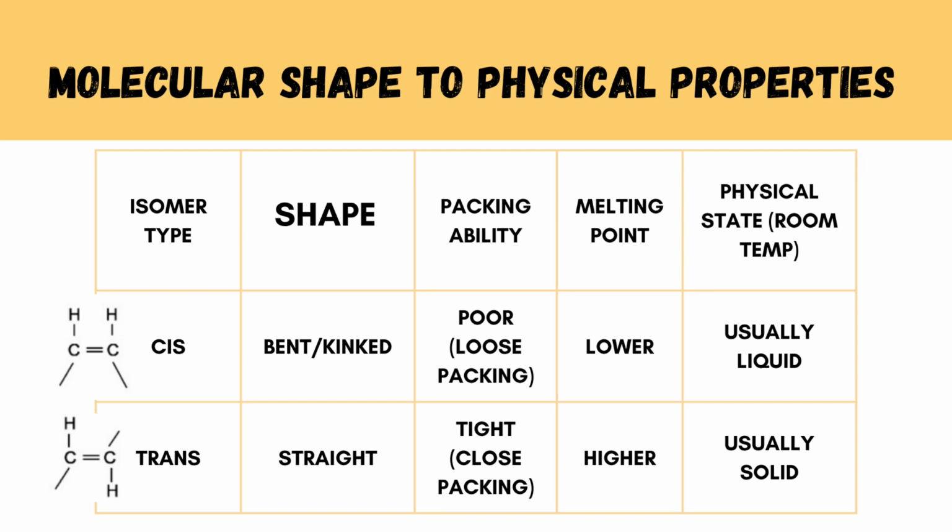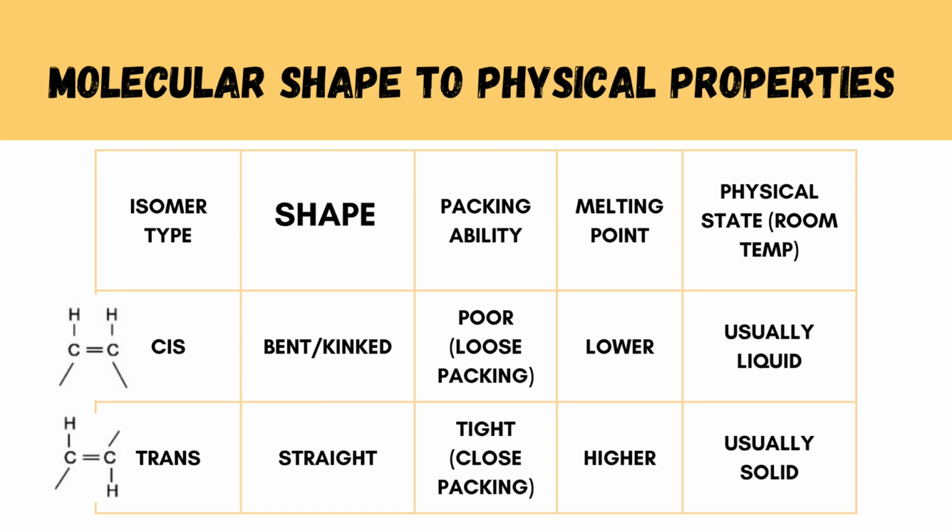In contrast, trans isomers have a straighter shape because the hydrogens are on opposite sides of the double bond. These molecules can pack much more tightly, like stacking straight pencils. This tight packing raises the melting point, making trans fats solid at room temperature like margarine or shortening. So just from the shape alone, we can predict some key physical behaviors, and this is really important in understanding things like membrane fluidity in cells or why some fats are considered more harmful than others in our diet.